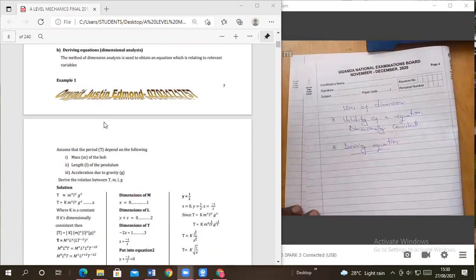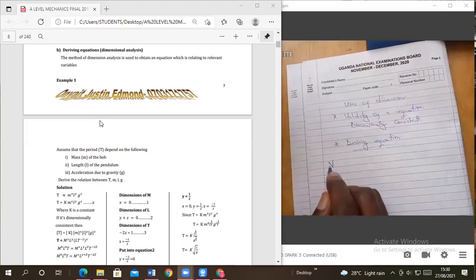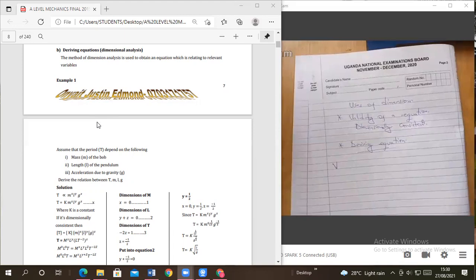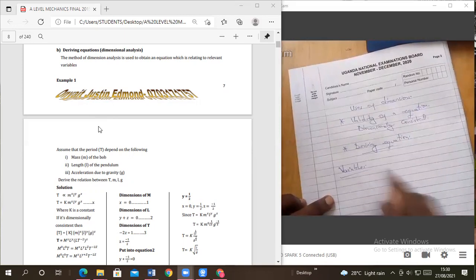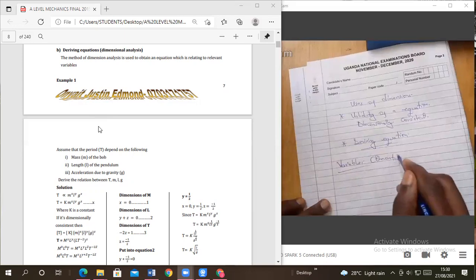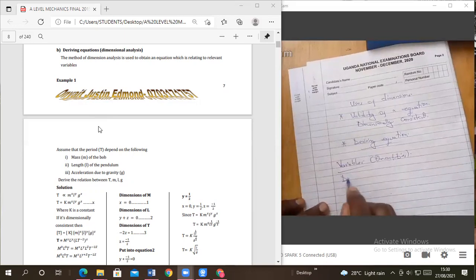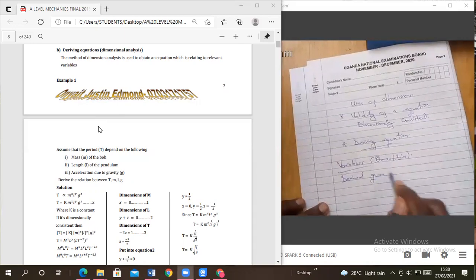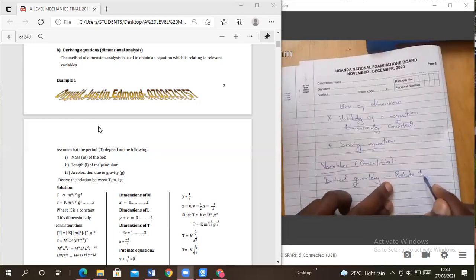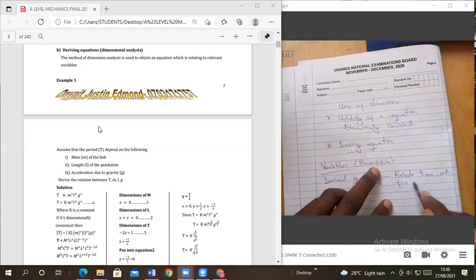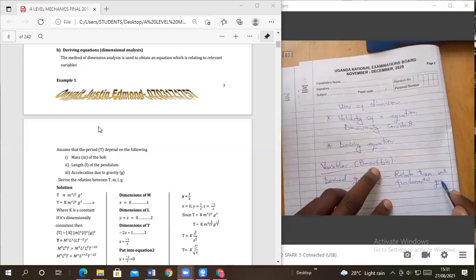Is this network? So we are saying that the method of dimension analysis is used to obtain an equation which is relating the relevant variables. So here we shall look at variables, and those variables I'm talking about I mean quantities. Those physical quantities that we have looked at. They should be derived quantities. Then these derived quantities, we shall relate them with the fundamental quantities that we have already seen.